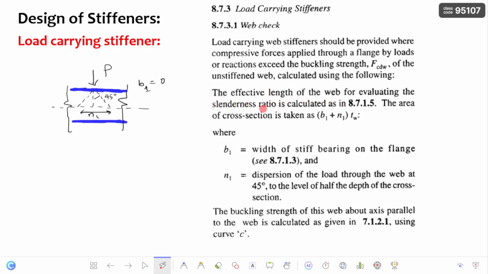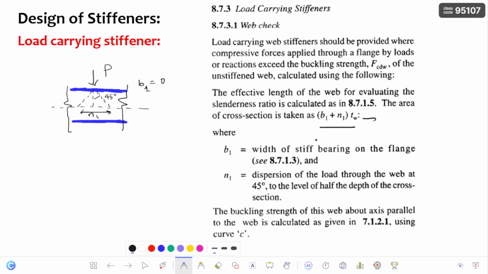of the web for evaluating the slenderness ratio, that is taken as the area of cross section as B1 plus N1 into thickness of the web. So the buckling check is the same as the previous buckling checks we have done, that is we have to calculate the FCD, design compressive stress, into the cross sectional area of whatever section we are going to consider, and based on that you are going to get the buckling capacity of that cross section. So similarly here also you are going to calculate the buckling capacity of that web, but the cross section you are going to consider is B1 plus N1 into thickness of the web.